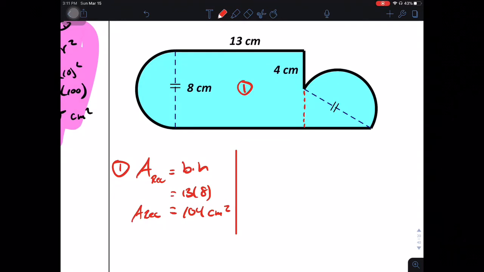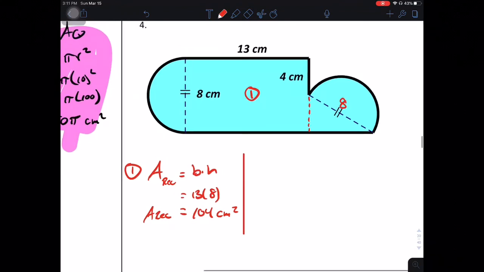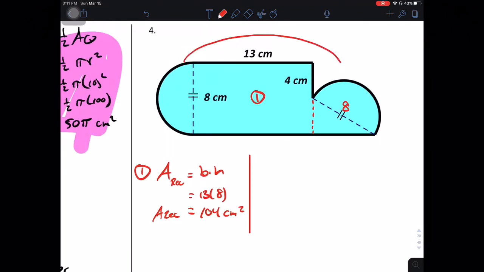Let's now focus on the fact that we are told here that this is 2 dashes and this is 2 dashes. That means those are congruent to each other, which means this is also 8. If you take half of a circle and combine it with another half of a circle, guess what you get? A full circle. We'll call that shape 2.